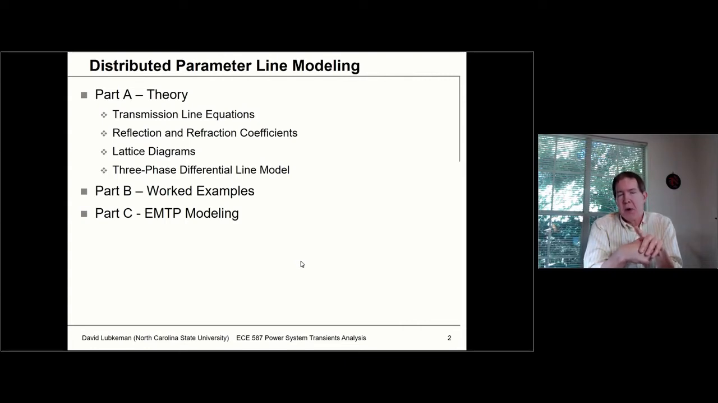For the second part, for part B, I'll go through a couple worked examples so you see how this gets applied, and we'll focus on single phase modeling in this case. And then for the EMTP modeling, I'll show you how this maps into PSCAD, and also show you how you can set this up for doing three-phase examples.